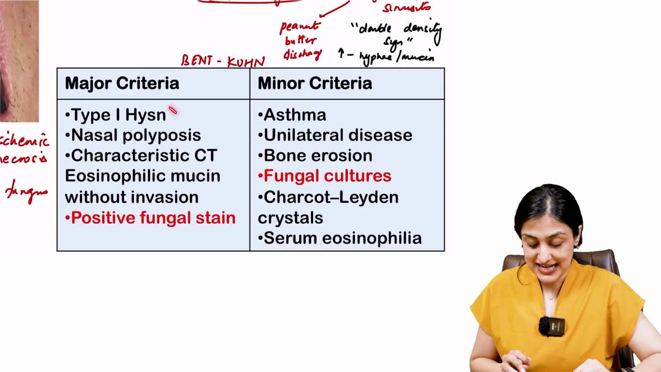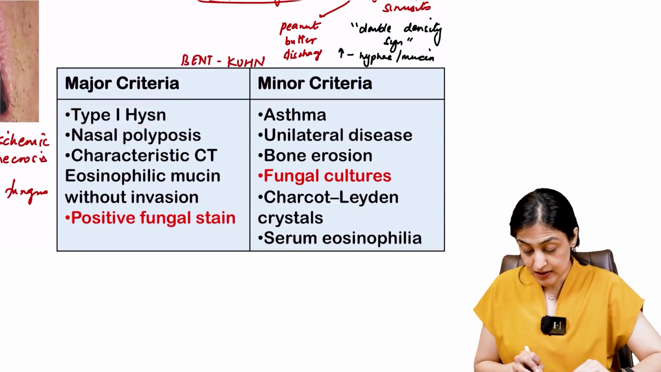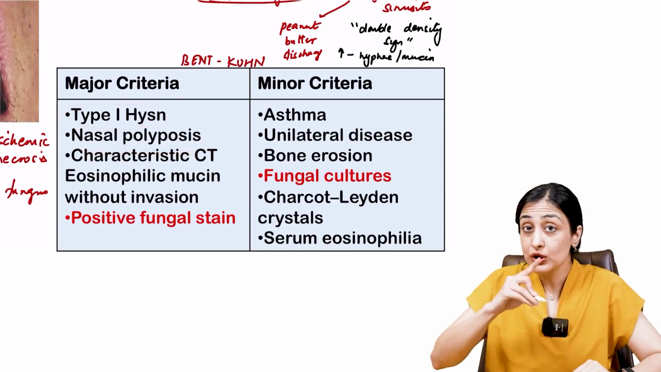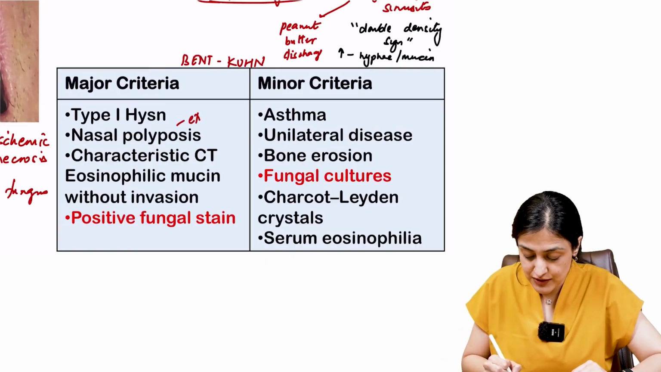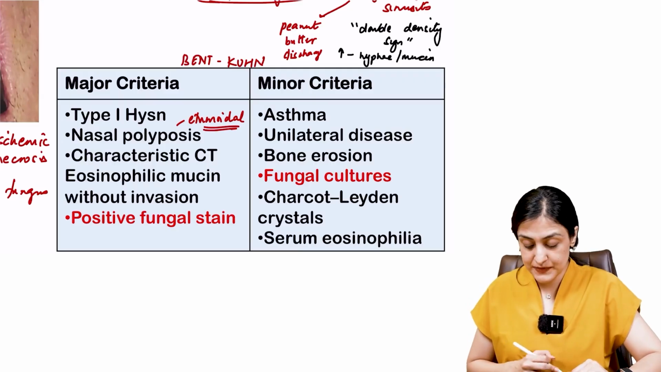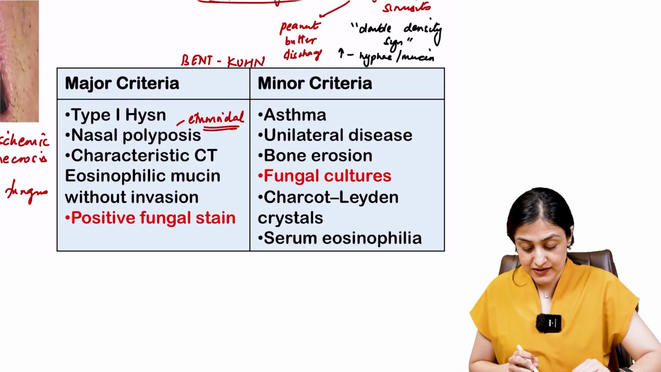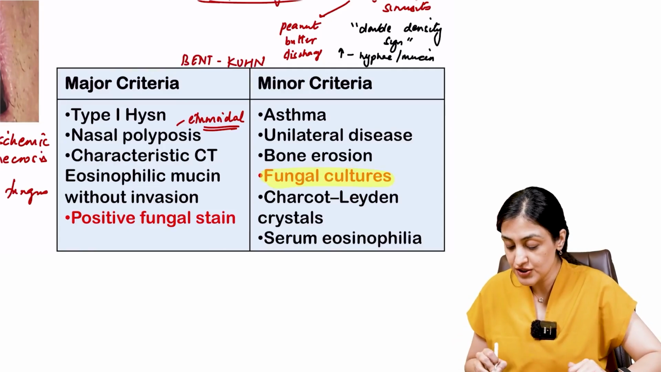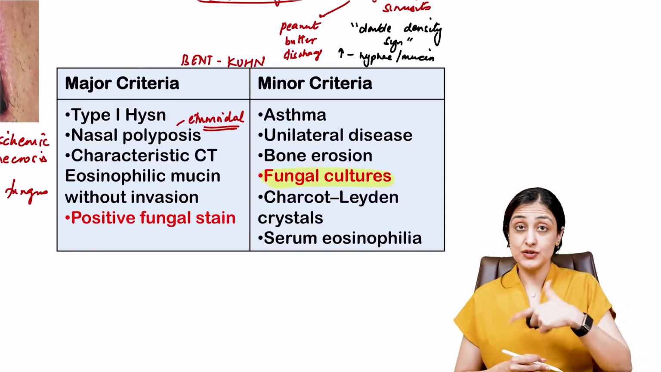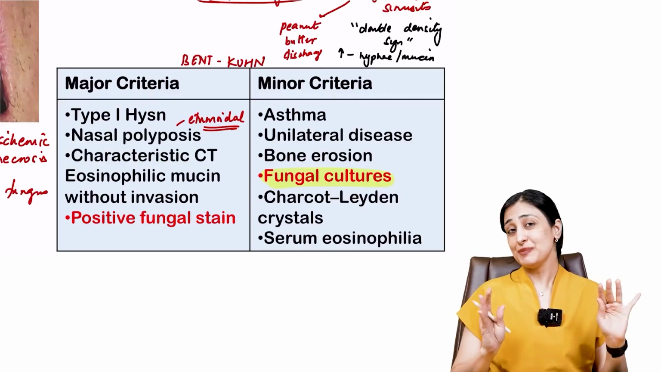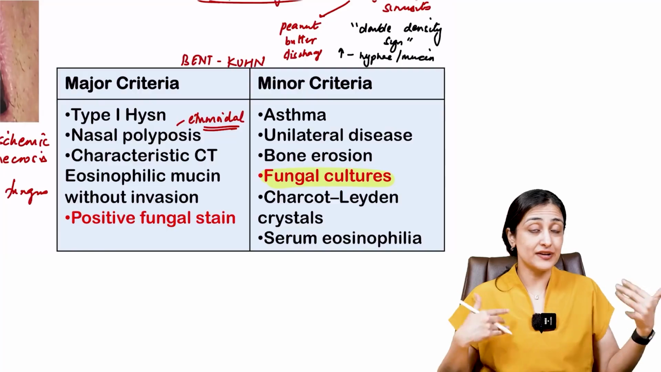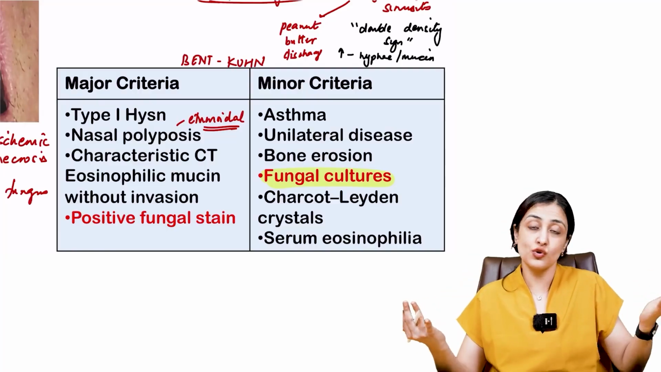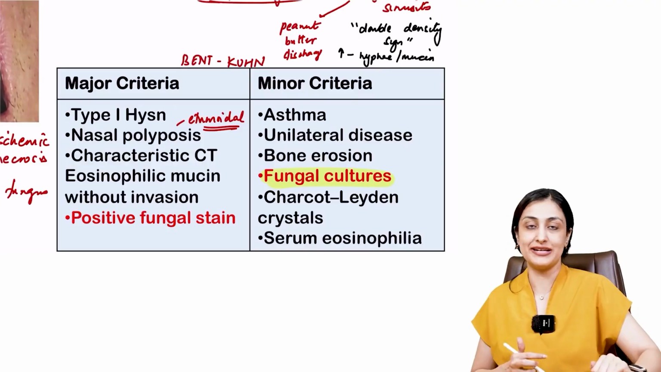So one, it's a type 1 hypersensitivity associated with polyps. The polyps associated with allergy tend to be ethmoidal polyps, right? So ethmoidal polyps. CT appearance is characteristic, eosinophilic mucin, and positive fungal stain. What is to be noted is culture is minor. Yeah, so that is what they gave in the options. So remember, it's allergic, it's not invasive, right? So doing a culture positive is not mandatory. Allergy is mandatory.